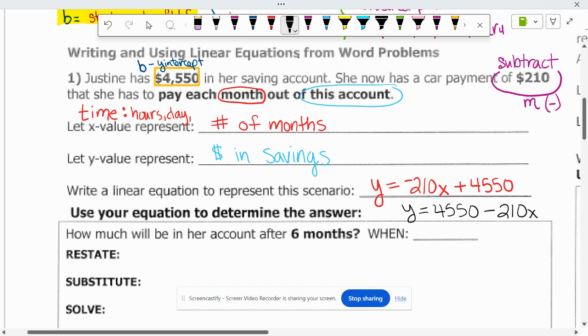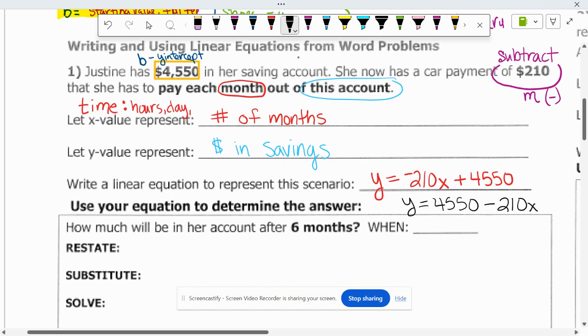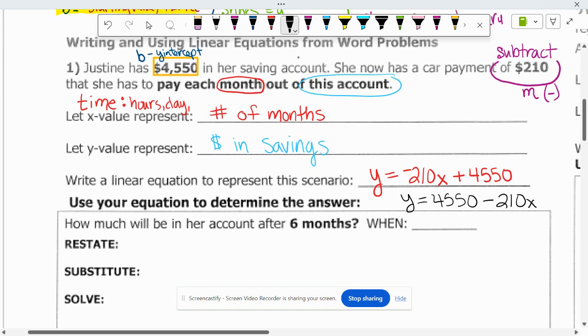So Brandon, it says, how much will be in her account after 6 months? What is that really asking me? What's that really telling us to do? Multiply what?